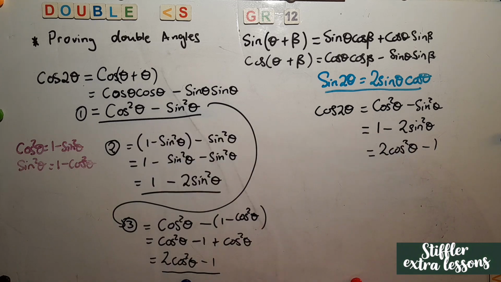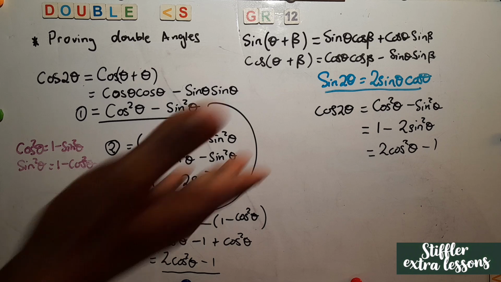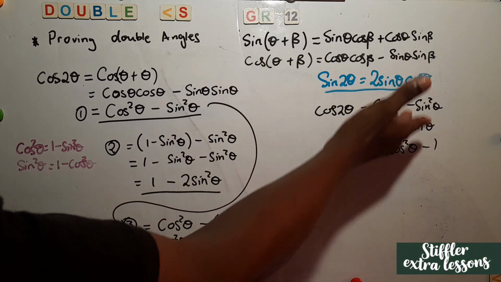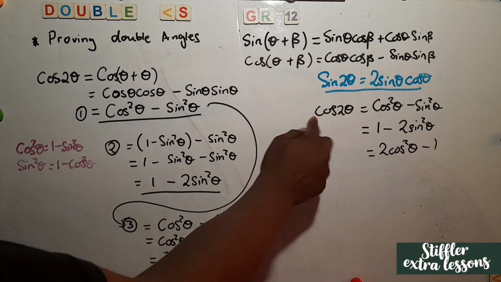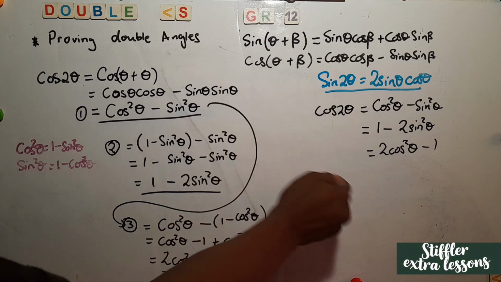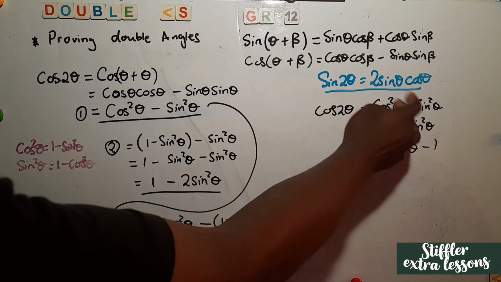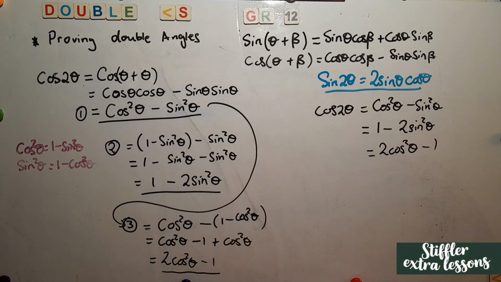So depending on what you are given and depending on what you are trying to prove or solve, you can use any of these to replace cos 2 theta, or when you are given something like this, you can change it back to cos 2 theta, depending on the situation that you are having, right?